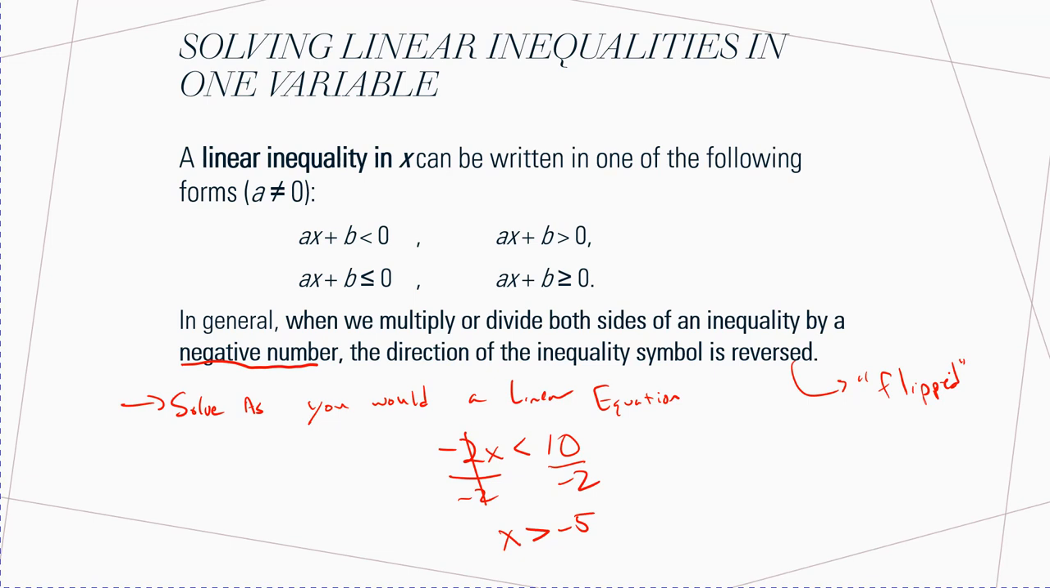All the other rules are exactly the same. Like if you just have 2x is less than 10, if you divided by a positive number here, you would not flip the inequality. So it's only when you multiply or divide both sides by a negative number do you flip the inequality.